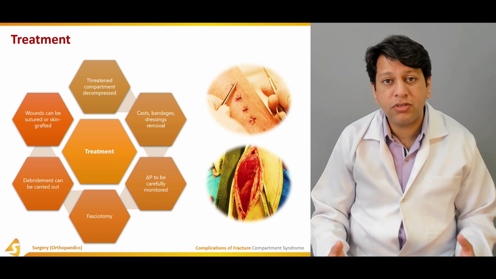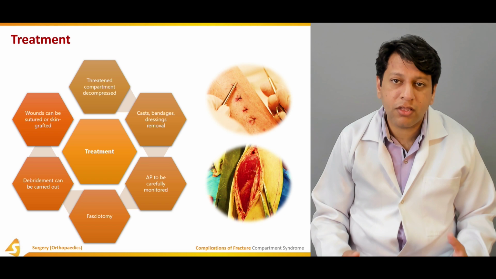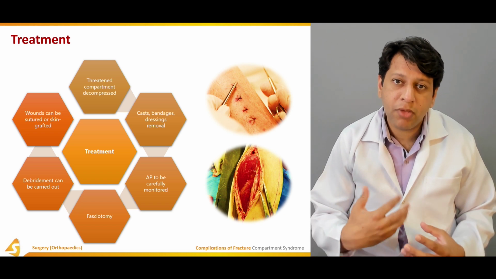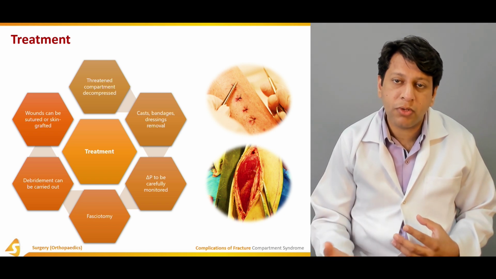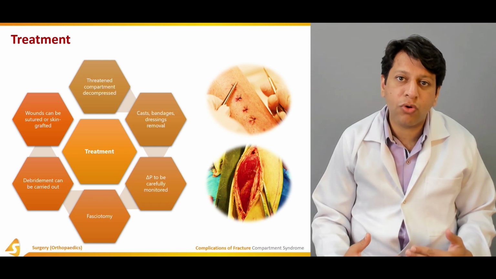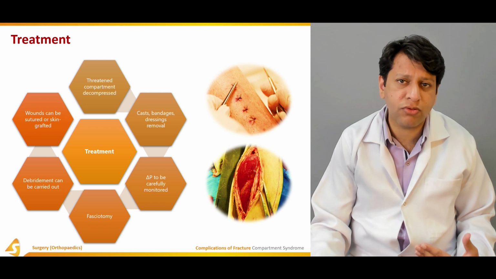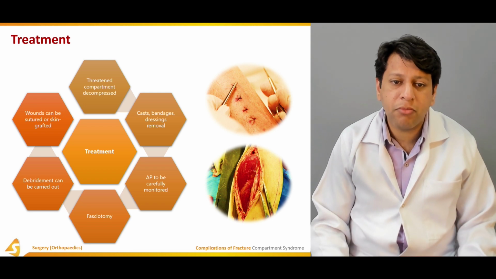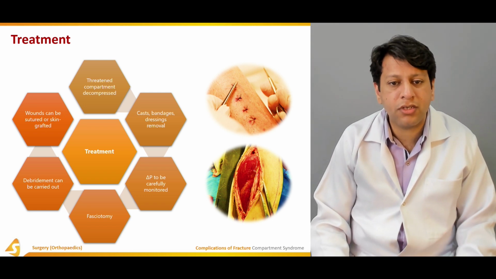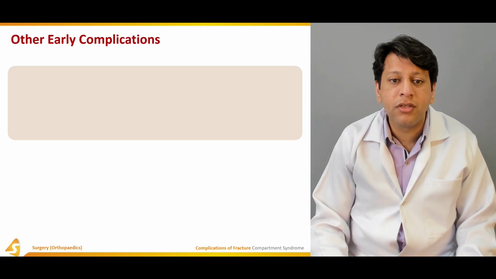Wounds: if there is a massive trauma, there may be wounds present somewhere as well, and the fracture may be closed. For example, if there is a shaft of tibia fracture but there are wounds on the foot and ankle, then they can be washed and debrided, and then can be skin grafted as well at times.